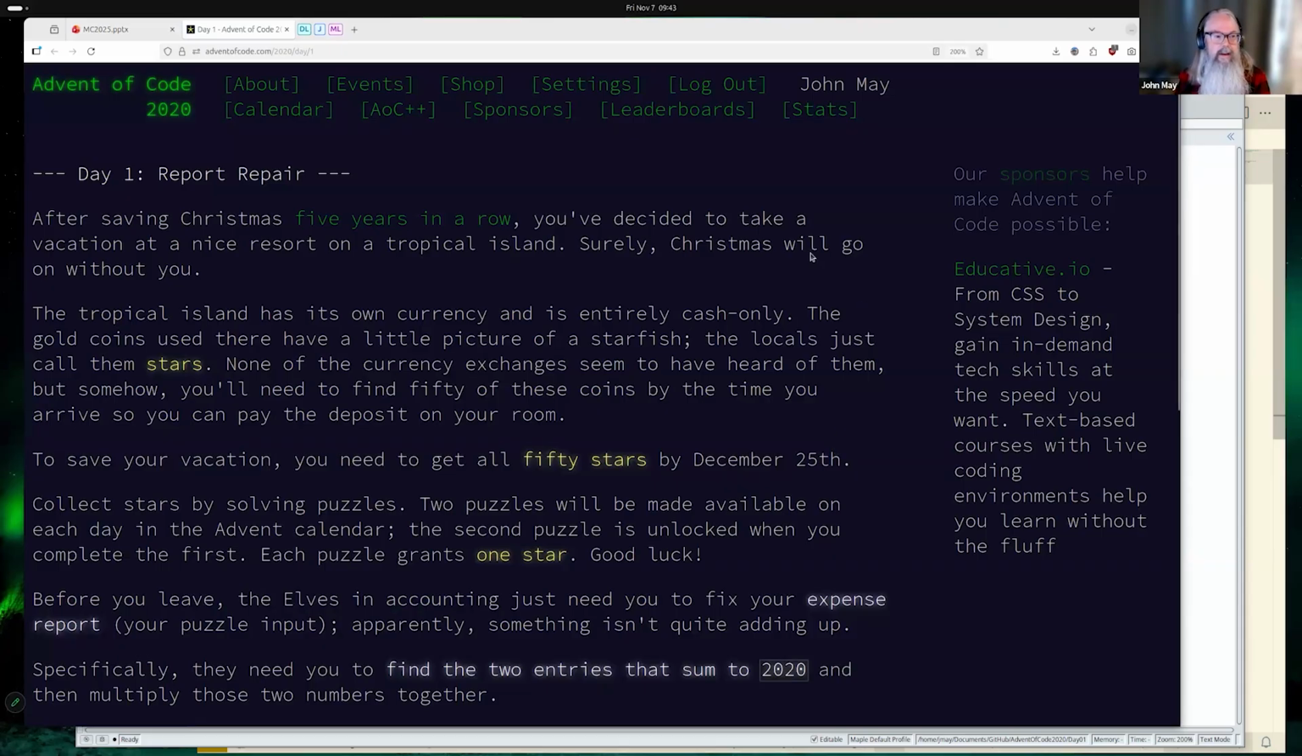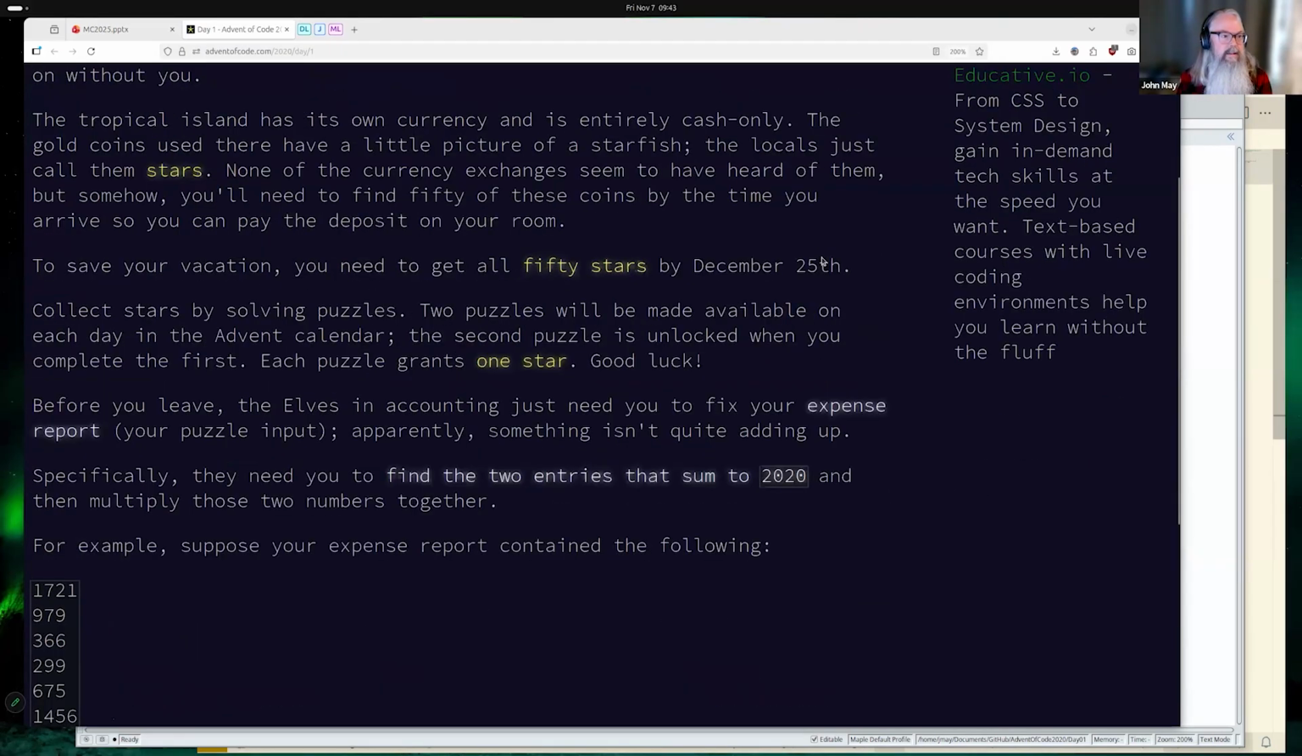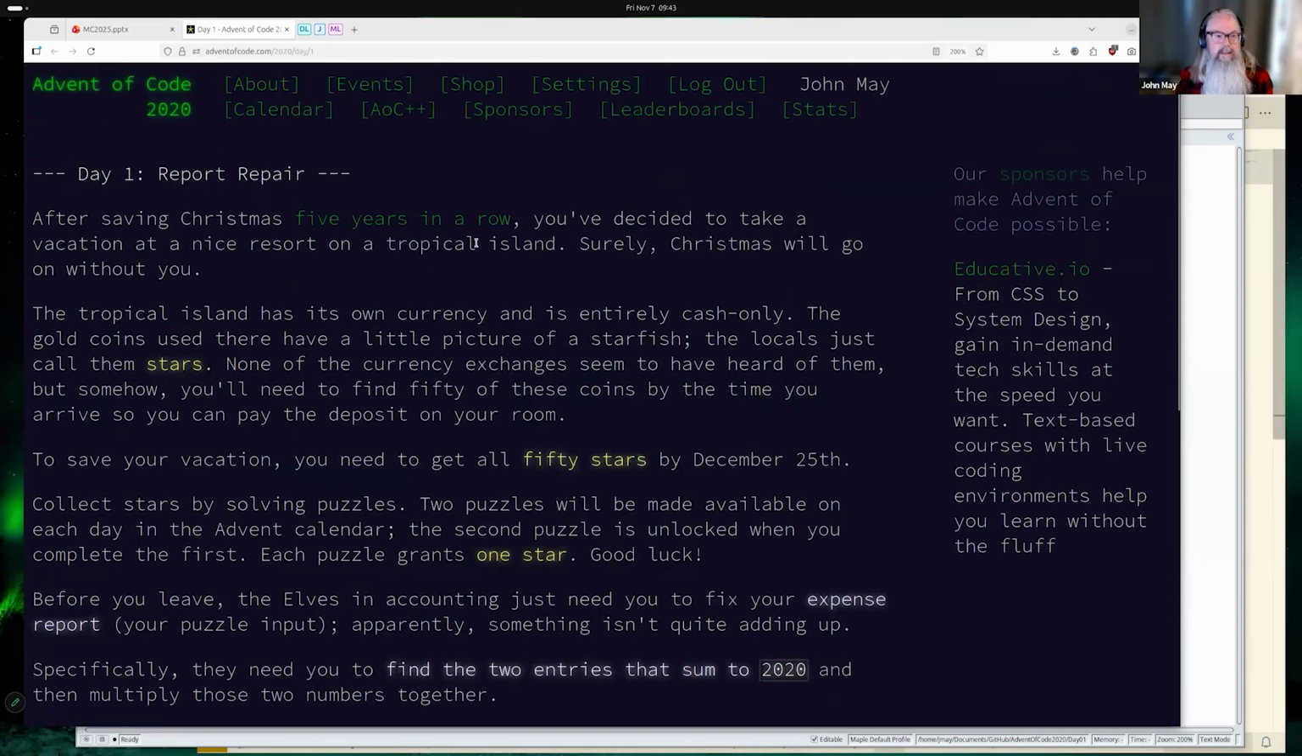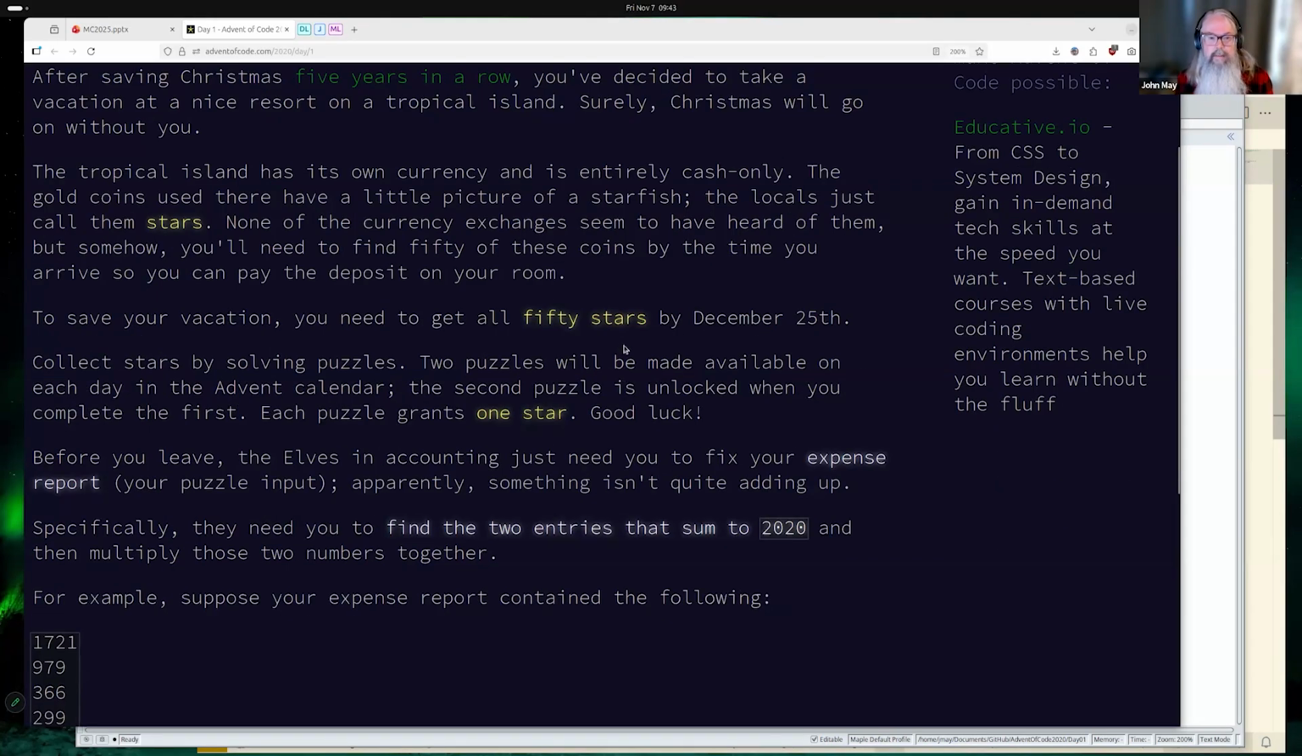And you can see we have a story here. It says that you've been saving Christmas for 5 years in a row, so maybe you won't have to this year. It's kind of a funny story. This introduces you to the whole shtick. Every day you solve puzzles to earn stars. Every day you earn 2 stars. You have to earn 50 stars by December 25th to save Christmas.